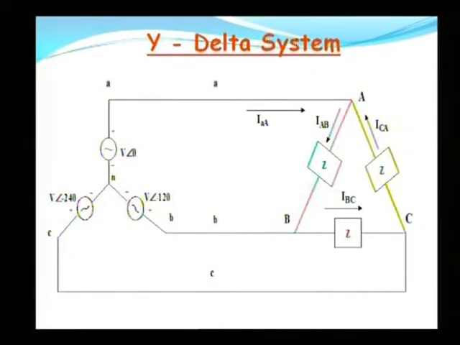Now if we consider connecting it to the receiver side, that is a delta connection, that is also denoted as capital letters A, B and C. The current flowing from the delta side is A to capital A, B to capital B and C to capital C. It is a connection between all the three lines.